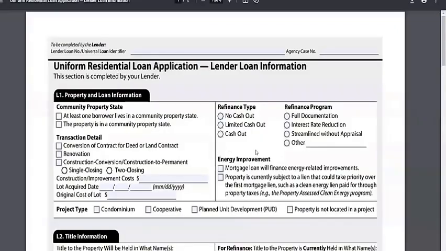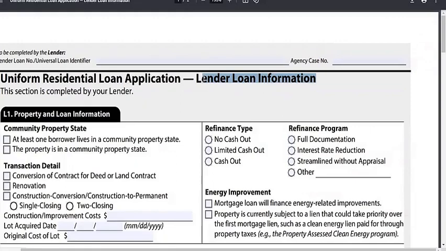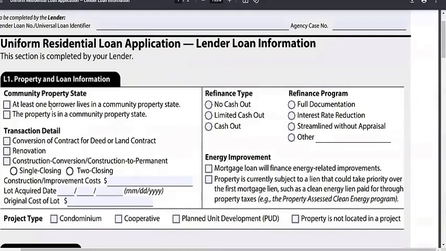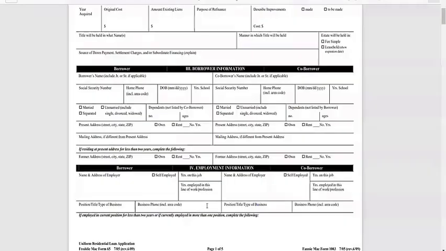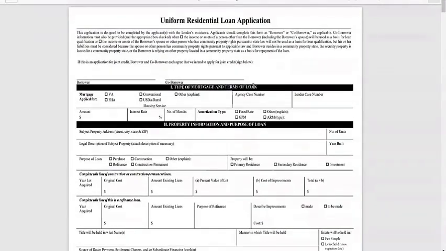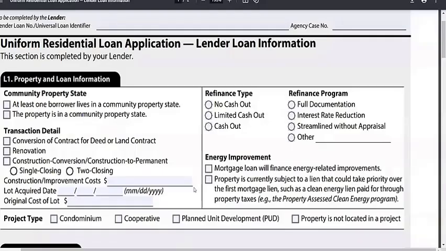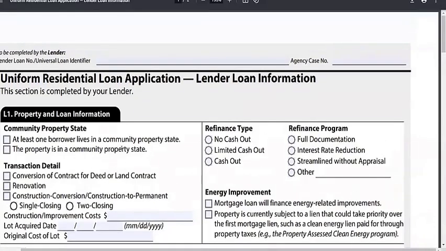And now another form that is being implemented is the lender loan information. Here we are going to see the property and loan information, whereas in the previous 1003, you remember, it was starting with the mortgage and terms of loan, and property information and purpose of loan. Remember, these first two things have now been separated, and now they are located in the lender information form. So property and loan information is now moved to a different form, the lender loan information form.